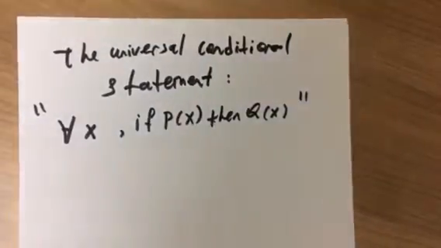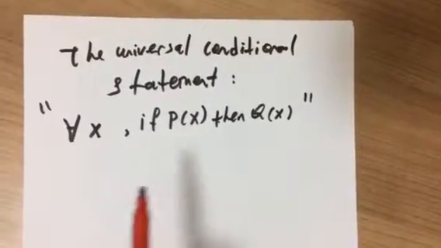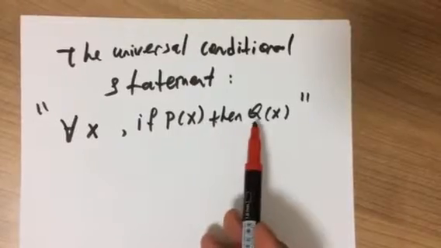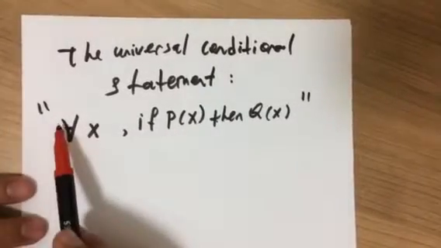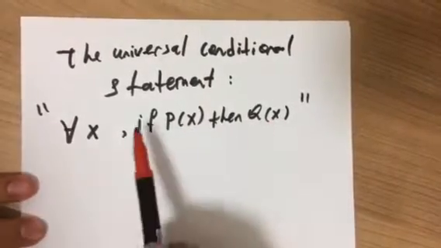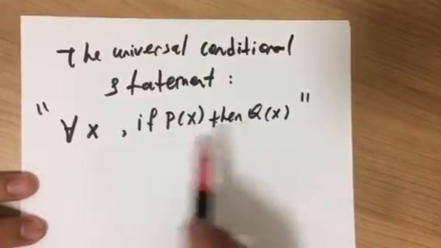All right, so I'm going to talk about here the universal conditional statement. Suppose we are given the predicates P and Q. The statement is in this form: for all x, if P of x, then Q of x. That means if P of x is true, then Q of x is true.